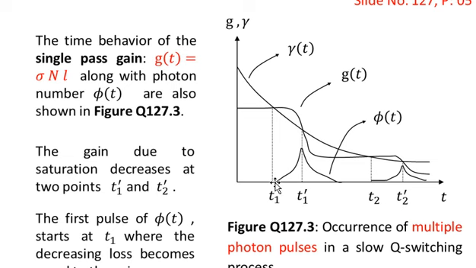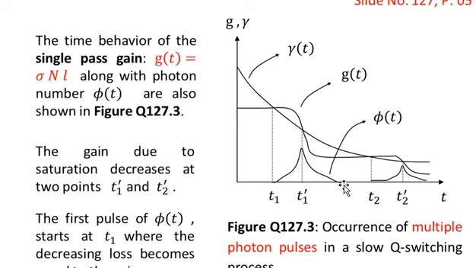So you can see that the photons in the cavity are being contributed because the gain is greater than the losses. But at this point, which corresponds to t1 prime time, after that, the losses become greater. The net loss becomes greater than the net gain in the cavity. And then you can notice that the photon number will decay.